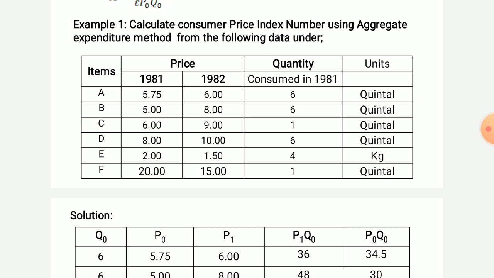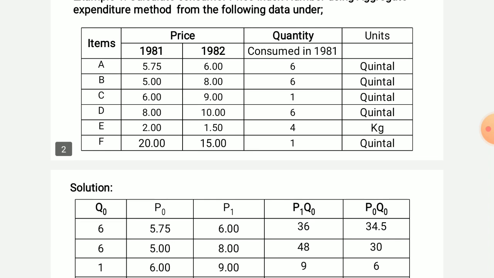Here we get the current year price, base year price P0 and current year price P1, and base year quantity Q0. And with this given data we can construct the index numbers according to the consumer price index by using the aggregate expenditure method.